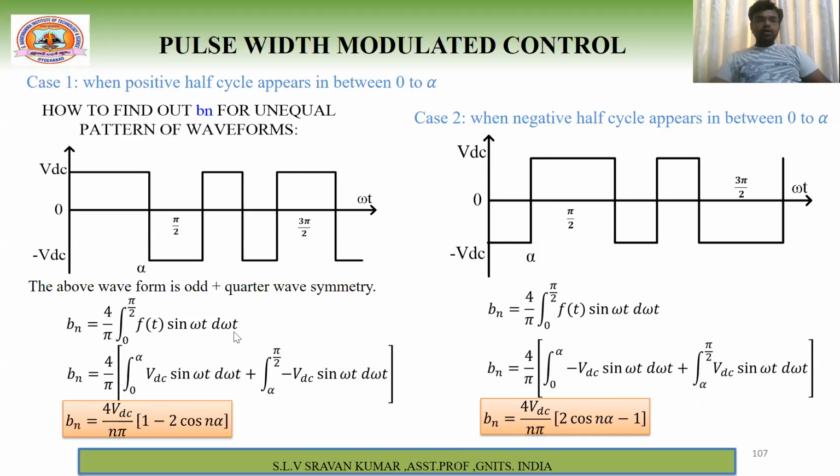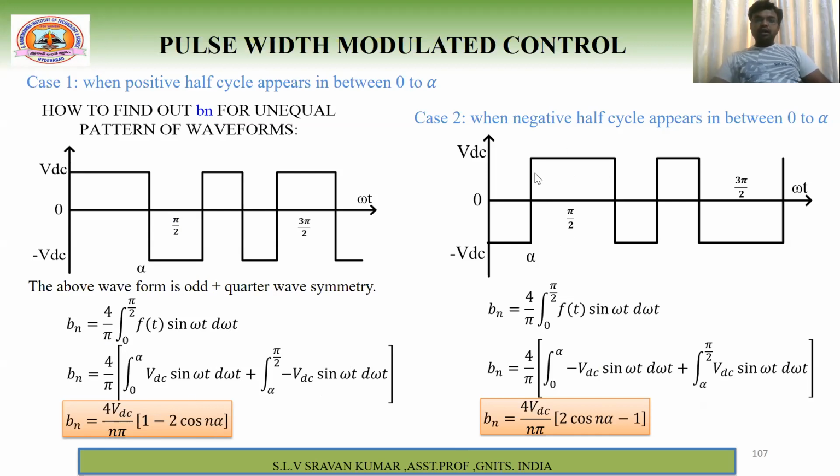Okay. So here, from 4 by pi, what happens? First from 0 to alpha, VDC sine n omega t, plus from alpha to pi by 2, minus VDC sine n omega t. If you simplify this expression, what you will get? Bn is equal to 4 VDC by n pi times (1 minus 2 cos n alpha).